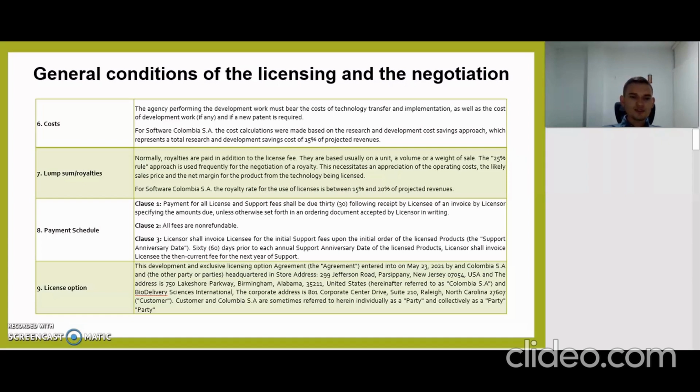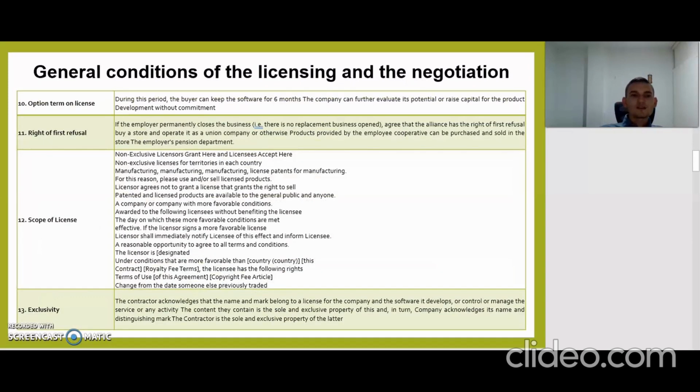And the following items are license options, the development and exclusive license option agreement. Item 10. Option term on license. During this period, the buyer can keep the software for 6 months. The company can further evaluate its potential or raise capital for the product development without commitment.